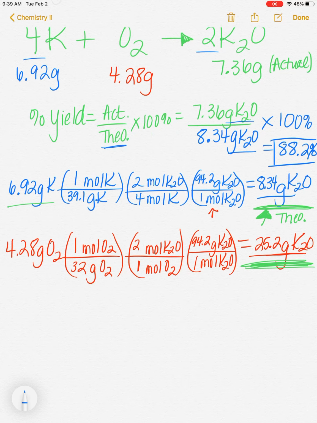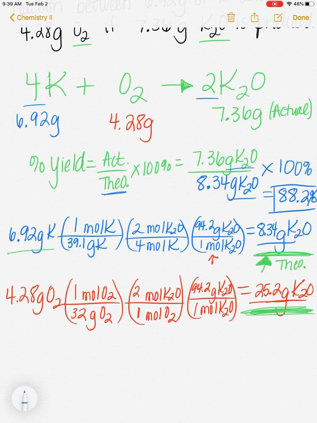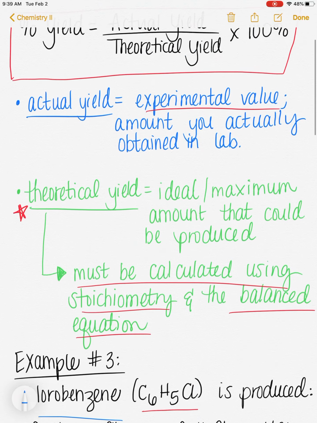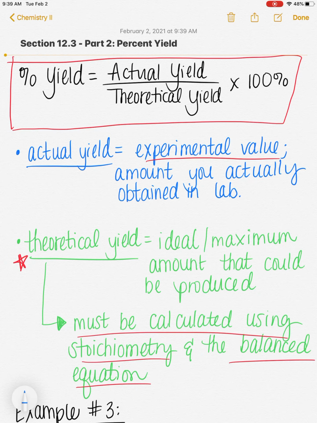All right, so our takeaways from today's lessons. You still must begin all of these problems with a balanced equation, so make sure you write that out. Then you find your percent yield by taking actual yield over theoretical yield times 100%. The actual yield is what you actually get in the experiment or the lab, and the theoretical yield is something that you have to calculate. It's the ideal or maximum amount, and you calculate it using stoichiometry and the balanced equation.